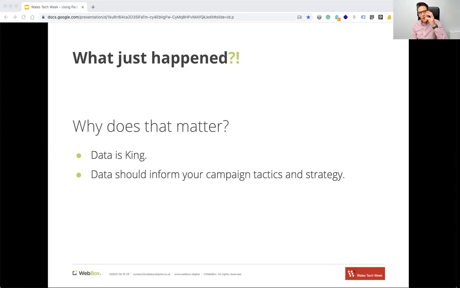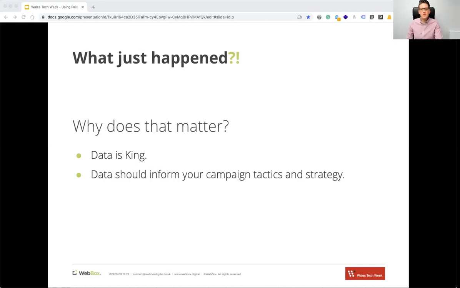So why does all of this data matter? At WebBox, we often say data is king. So don't make decisions on a hunch or what you think might be happening or what internal stakeholders might think is the best route, but make them based on evidence and based on data. That is how you'll get the most out of your campaign.